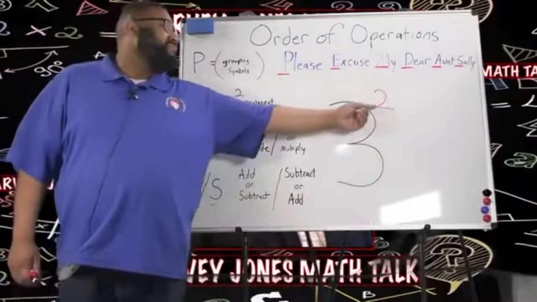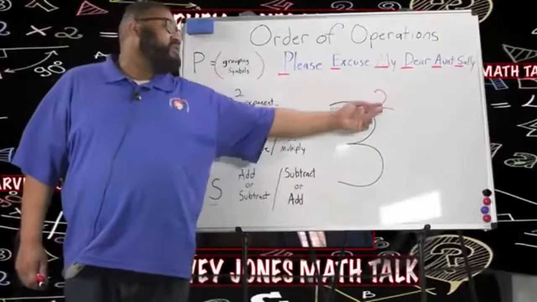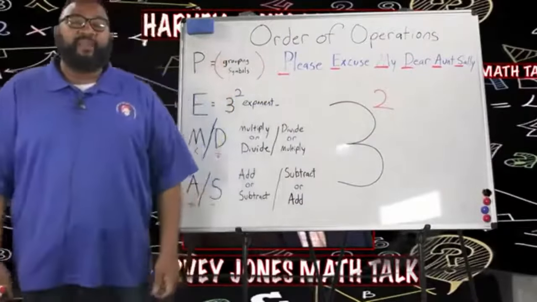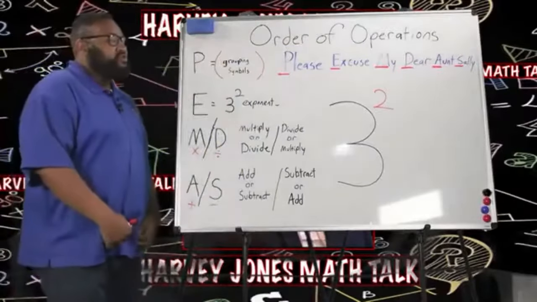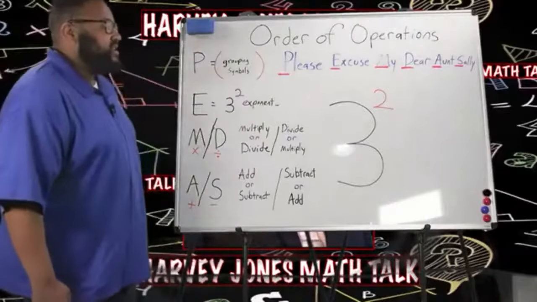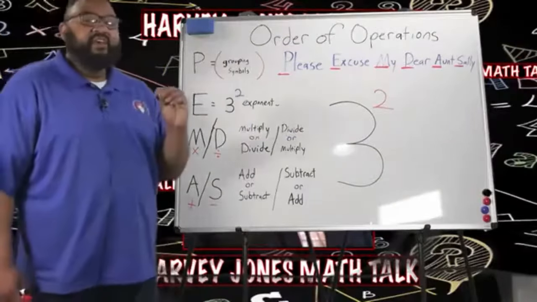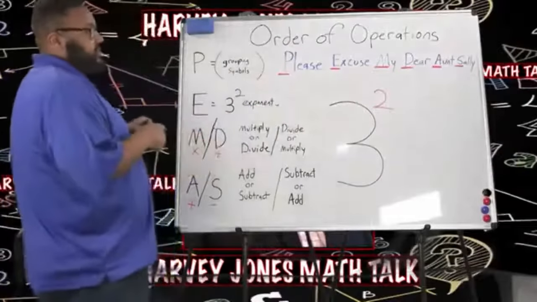Okay? Sometimes this number is going to change. It's not always going to be a 2. It could be a 3, a 4, a 5. It could be a whole lot of different things. So that's what we want to make sure that we focus and deal with right here. But all it is going to be what? Multiplication.